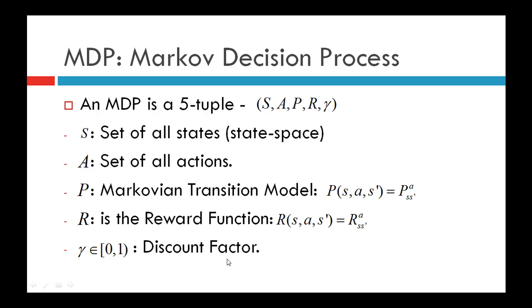R is a reward function, where R_a_s_s' is the immediate reward when an agent takes an action A in state S and makes a transition to state S prime. The reward received in this process is the reward R_a_s_s', or the immediate reward, and gamma is the discount factor.